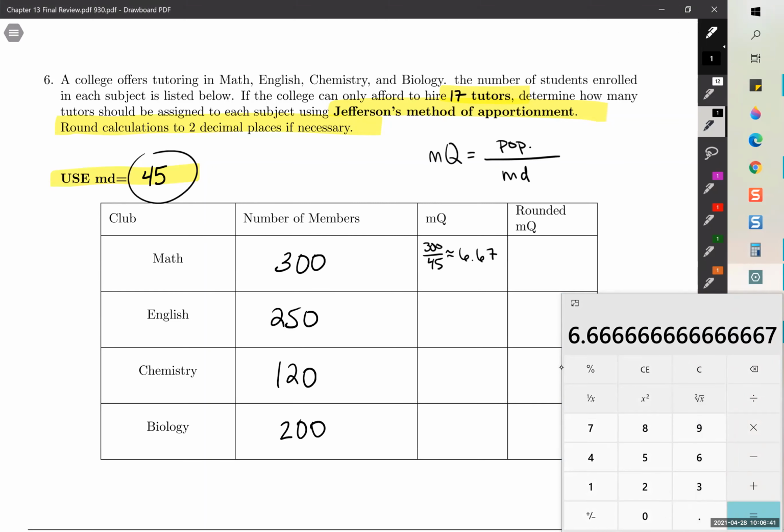Similarly, I take the population of English, 250, divided by 45. Give everybody a moment to think about how you would round that to 2 decimal places. So we find the second decimal place 5. We know that's either going to stay a 5 or round up, all based on the behavior of the next number. The next number is 5, so if it's 5 or greater, you round up, so that should be 5.56.